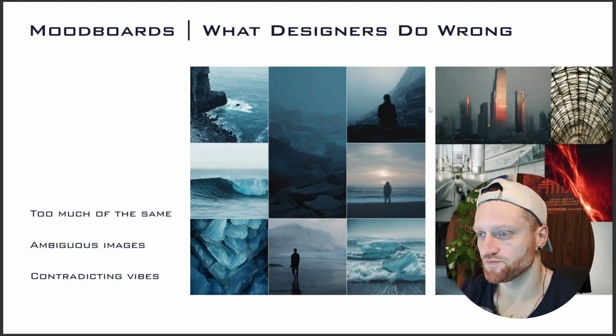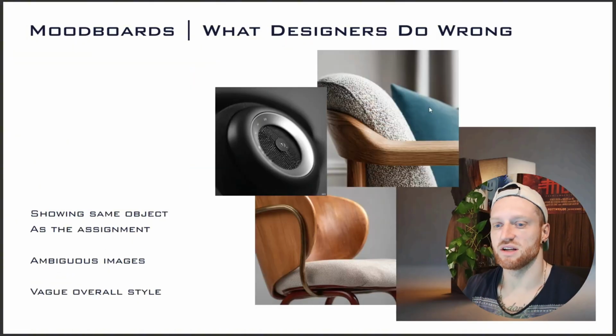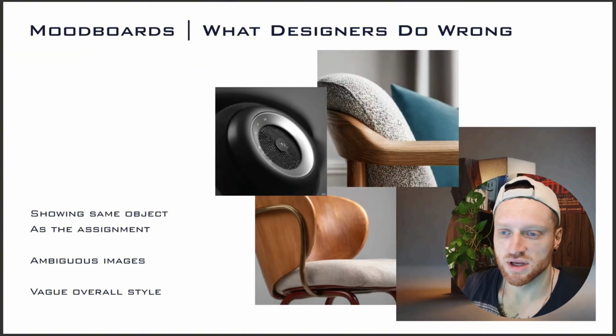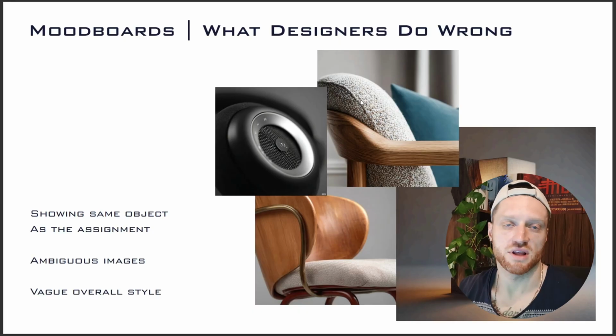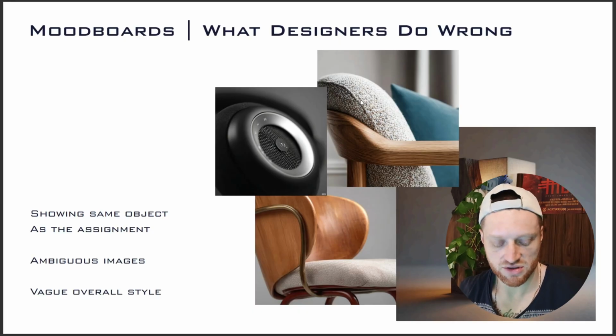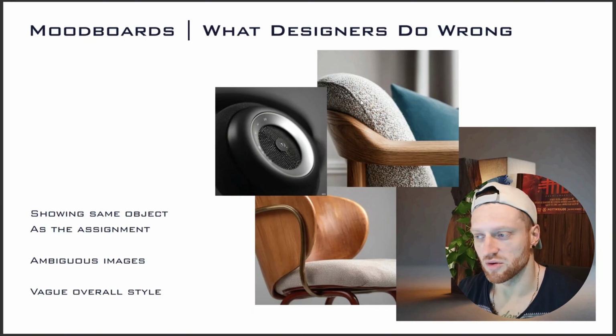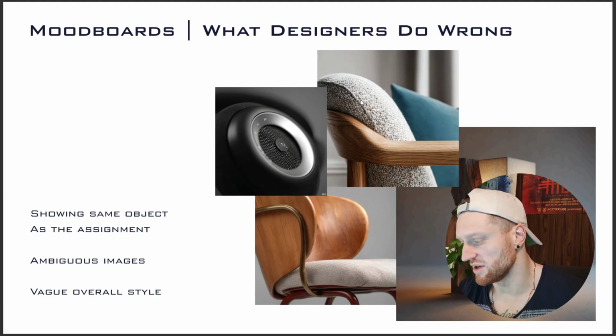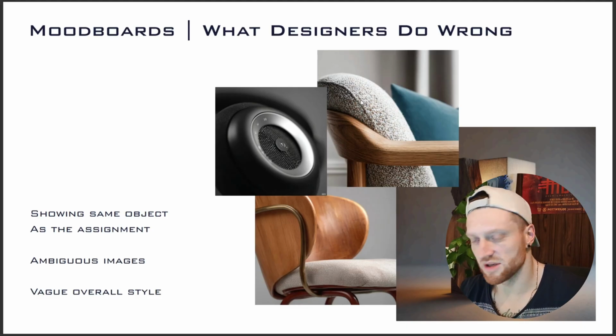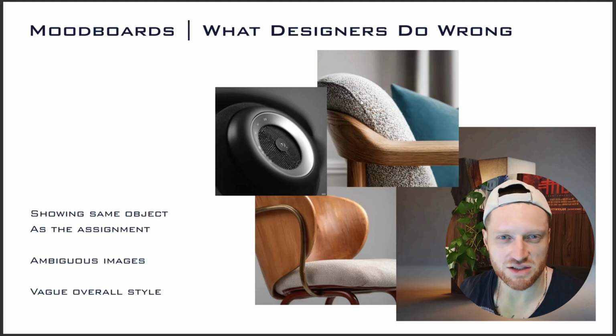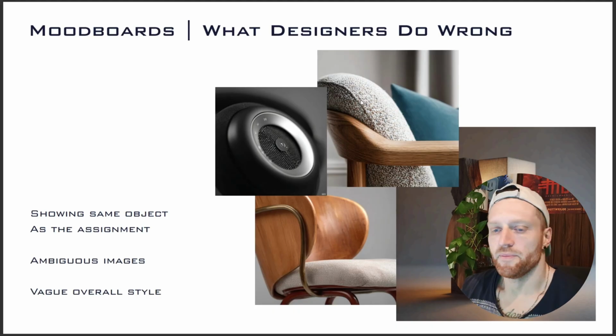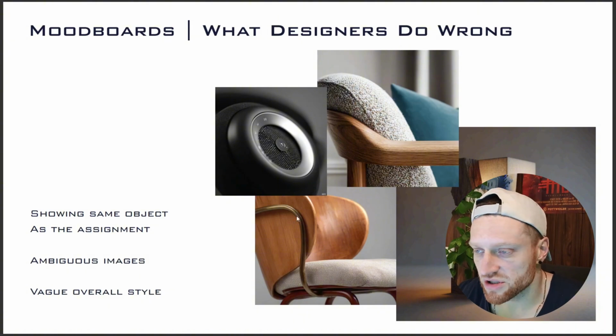What designers do wrong with the style boards is they show the same object as the assignment is, right? What I already mentioned. So if you're designing a car, maybe don't show other cars. If you're designing a mouse, maybe don't use another mouse as a reference because it just devalues your own work, I would say. And again, here, ambiguous images, right?